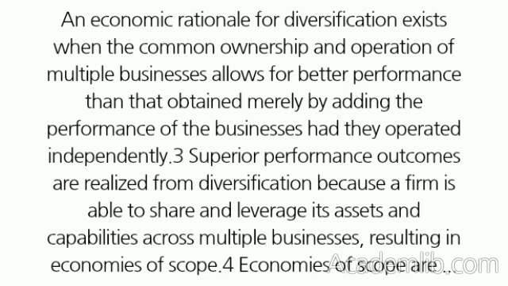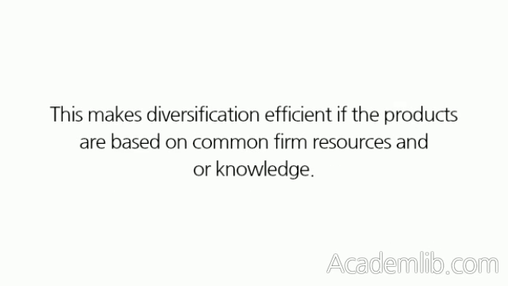3. Superior performance outcomes are realized from diversification because a firm is able to share and leverage its assets and capabilities across multiple businesses, resulting in economies of scope. 4. Economies of scope are obtained when a firm is able to lower average costs by producing two or more products. This makes diversification efficient if the products are based on common firm resources and/or knowledge.